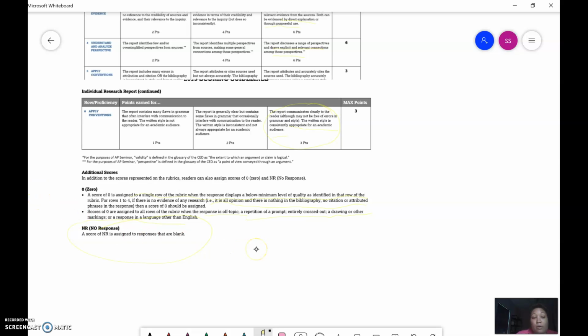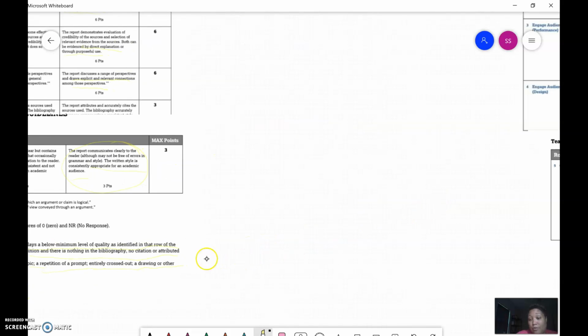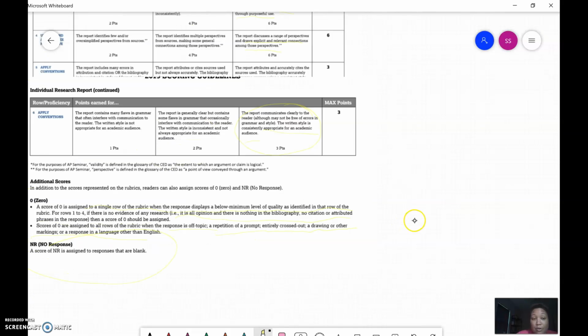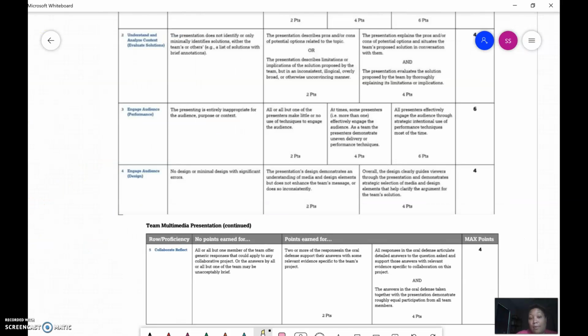Okay, also keep in mind this applies in areas of plagiarism, so you need to be aware of this, not only in your paper, but this can also apply to your team multimedia presentation.